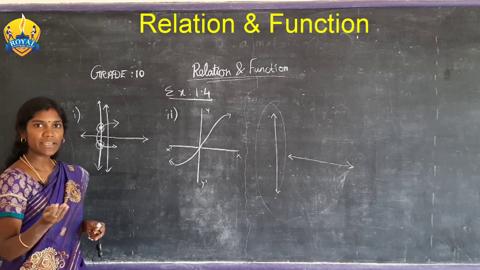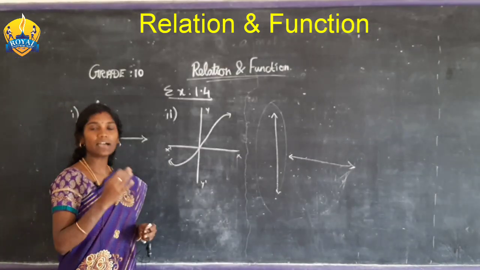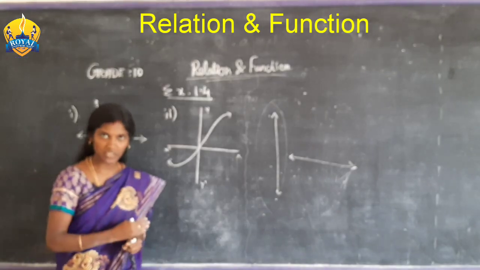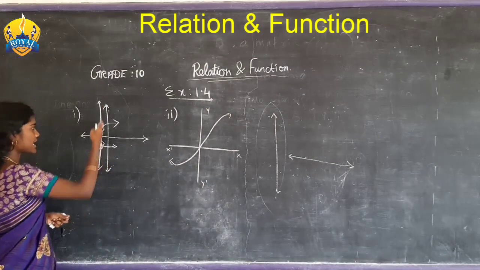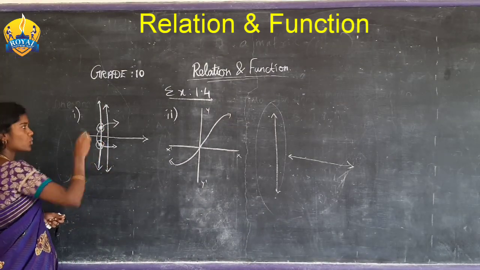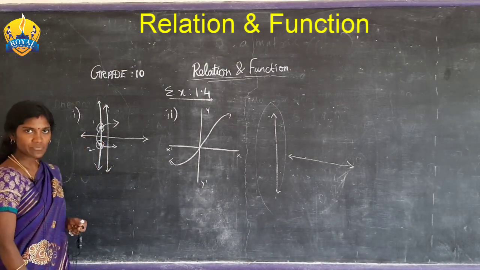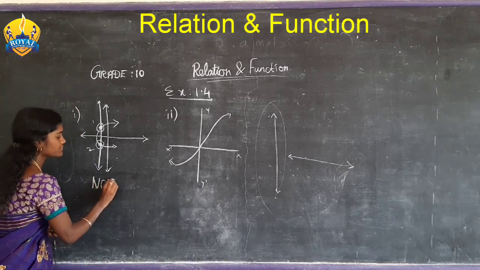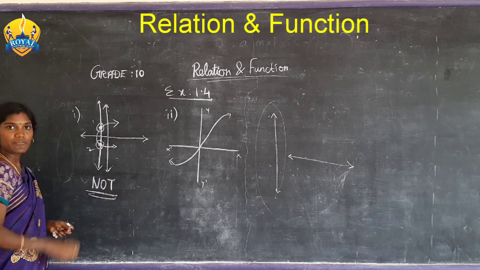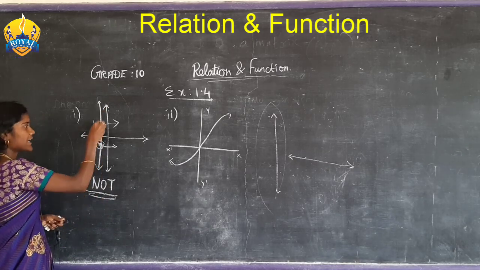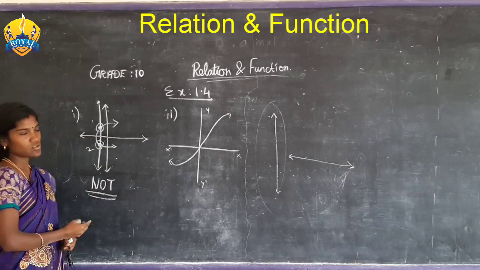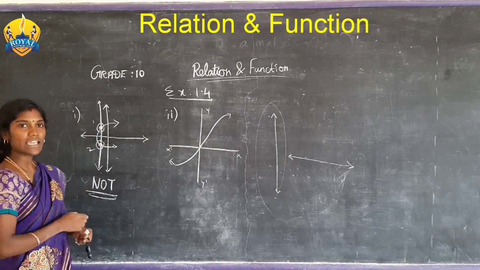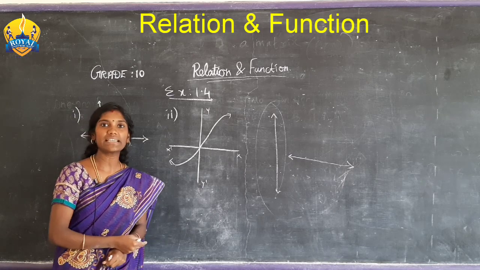If the line cuts the curve at more than 1 point, it is not a function. Here this line meets 2 points, 1, 2. So is this a function? No, it is not a function, because the vertical line meets 2 points. If the vertical line meets 1 point, it is a function.